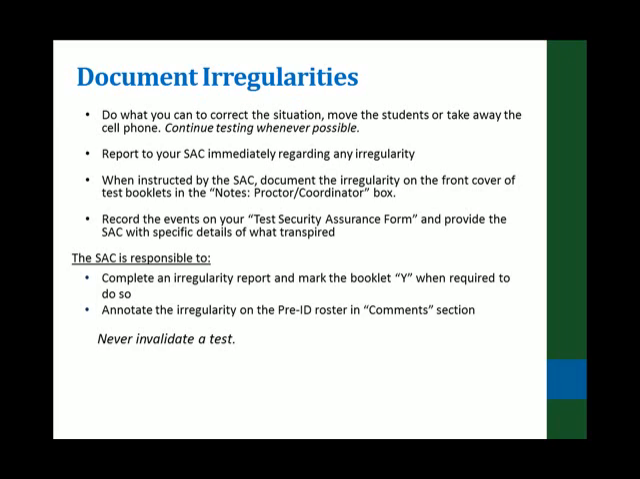When an irregularity occurs, do what you can to correct the situation. Move the students or take away the cell phone, for example. Continue testing whenever possible. Report the irregularity to your school assessment coordinator immediately.